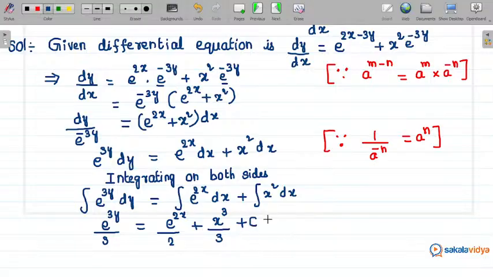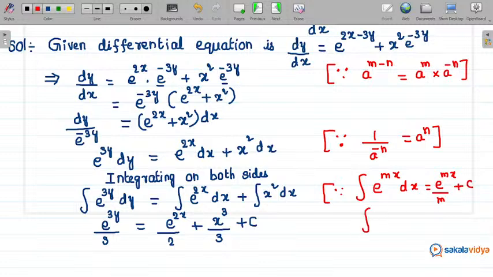Now, actually let us do one thing now here. So, here we applied the formula. In integration we have integral of e power mx dx is equal to e power mx by m plus constant of integration, and also integral x to the power of n dx equals x to the power of n plus 1 by n plus 1 plus constant of integration, right.